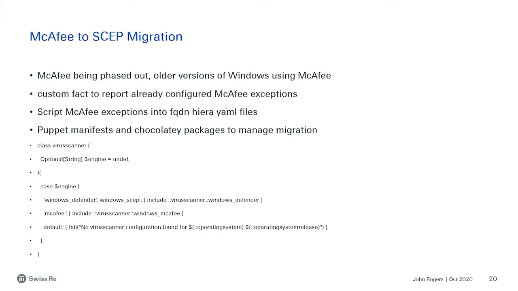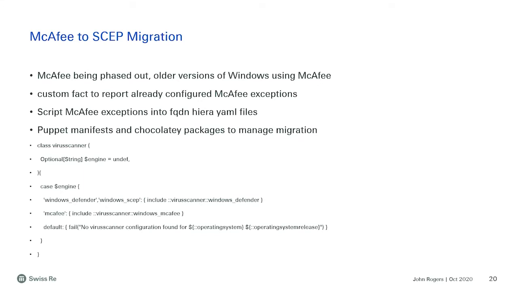And we converted those all into Windows Defender exceptions and created host YAML files in Hiera. So the first step was to basically parse the Puppet DB to pull out these facts for all the machines, and then to create YAML files for all the hosts. And then the second piece was, well, obviously we had to write the code and the Chocolatey package to do the installation and the uninstall of McAfee and things like this.